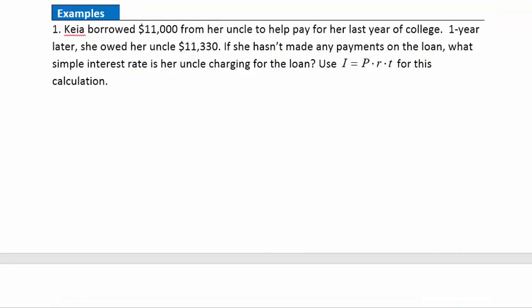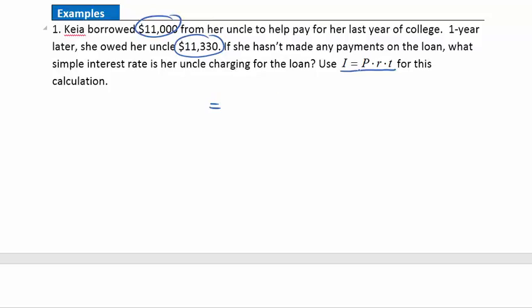So Kia borrowed $11,000 from her uncle to help pay for last year's college. 1 year later, she owed her uncle $11,330. If she hasn't made any payments on the loan, what simple interest rate is her uncle charging her for the loan? All right, so here is our simple interest formula. Okay, so we're just going to enter this information now.